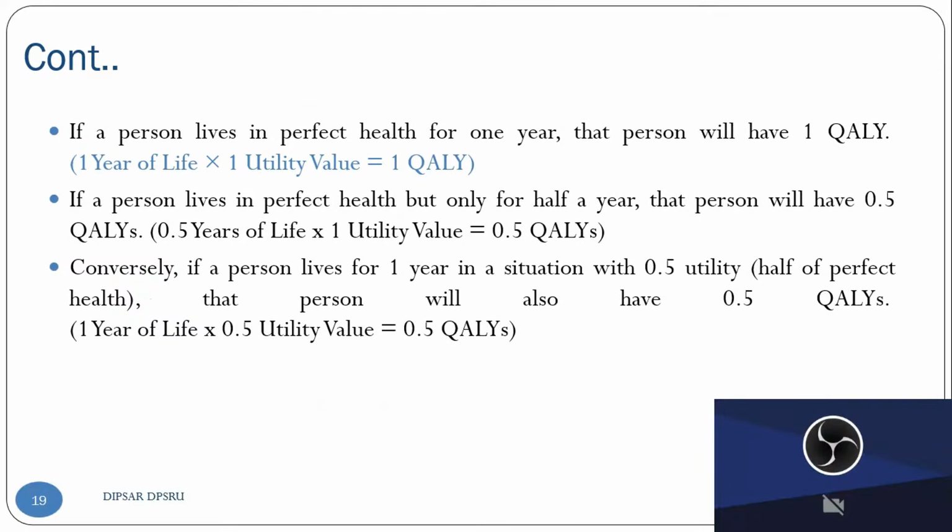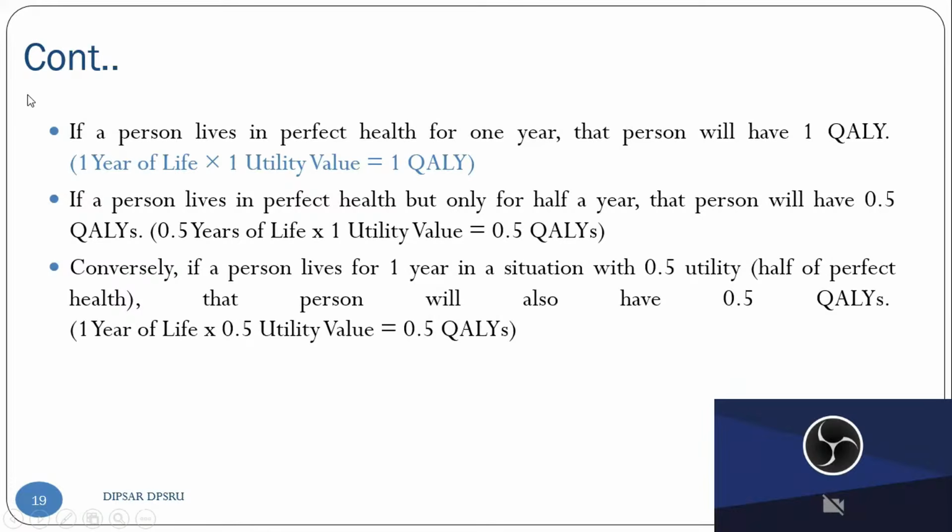Now with an example you can understand it better. For example, if a person lives in perfect health for 1 year, that person will have one QALY. How? 1 year of life multiplied by utility value. If it is perfect health, that means your utility value is 1. Zero talks about the very worst health. So 1 year of life multiplied by utility value 1, you will get one QALY.